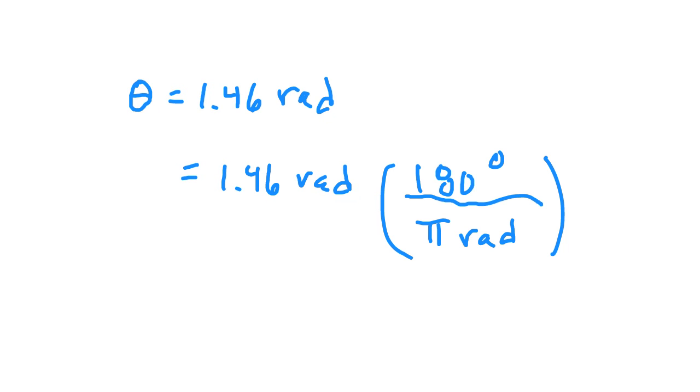Good, Yeva. And so if we work that out, of course, the radians simplify out, and we're left with degrees. And if you take 1.46 times 180 and divide it by pi, you're going to get 83.65 degrees.